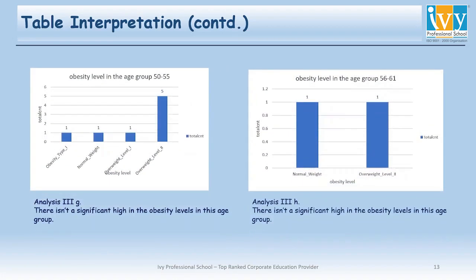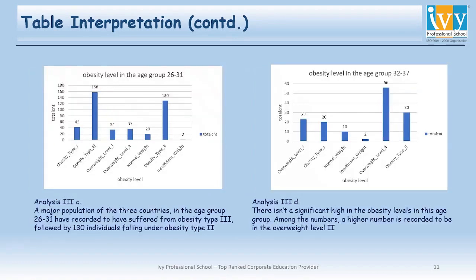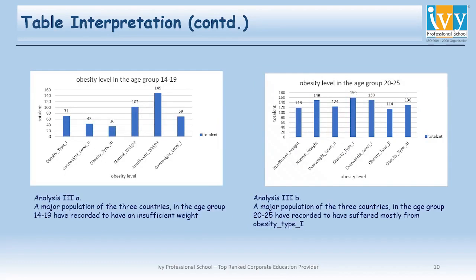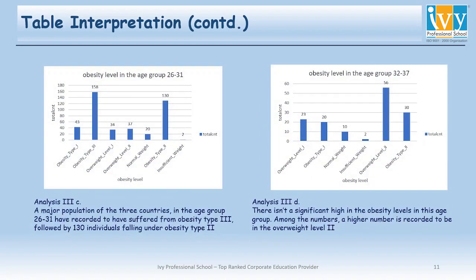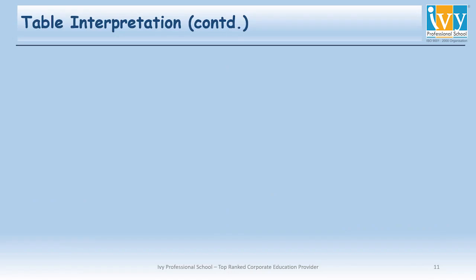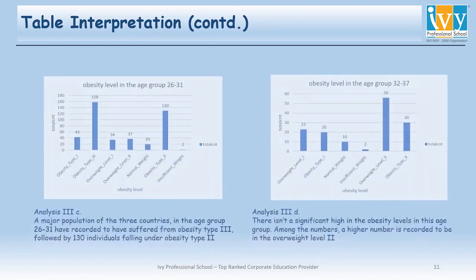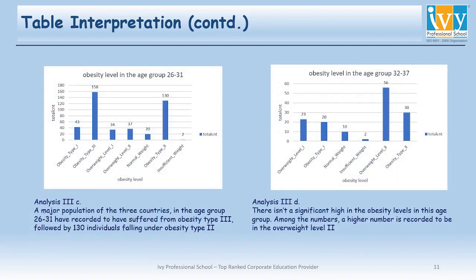From these different bar diagrams presented for the 8 age group intervals, I see that the maximum count of records falling in the obese and overweight category mainly belongs to the population in the age group 20 to 25 years, followed by those in the 26 to 31 years, and the count is significantly lower in the age group 14 to 19, and then beyond 31 years of age.